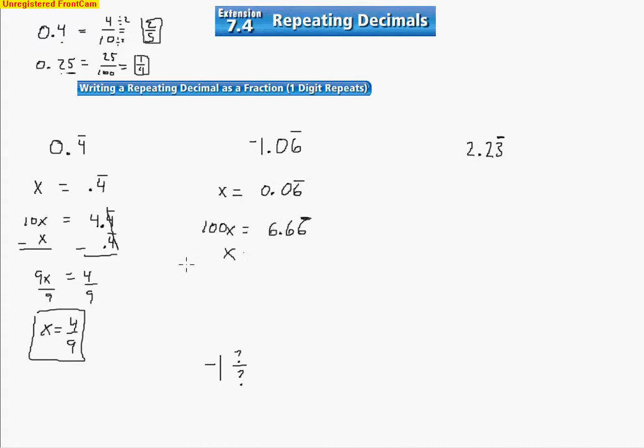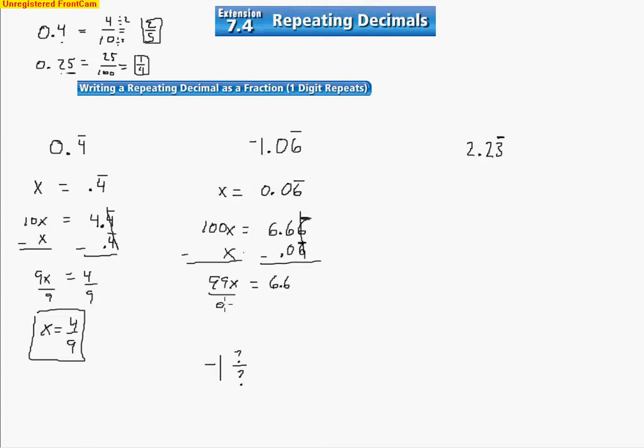When I go ahead and subtract the x, I'm going to subtract this 0.06 repeating. The reason I wrote that extra 6 here is so that I can get these decimal points to line up, and you can see how the part that repeats will cancel. So I do some subtraction, and I'm left with 99x equals, and here I end up with 6.6.